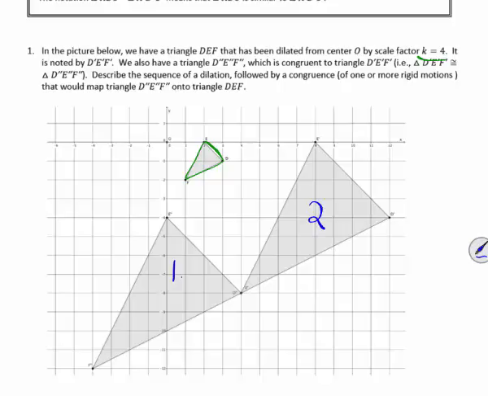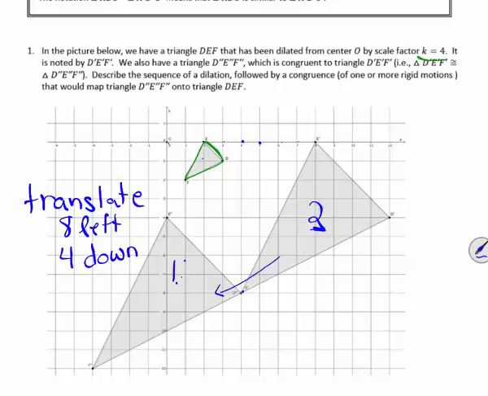I want to be able to go backwards. I want to know how I can get D double prime, E double prime, F double prime, number 2, back to our original. Well, in order to do that, I have to first move it over here. And if you look at the way the letters are matched up, they stay in the same order. So to get it from 2 to 1, I have to translate it. I could be specific: I'm translating 1, 2, 3, 4, 5, 6, 7, 8 left, and then 1, 2, 3, 4 down.